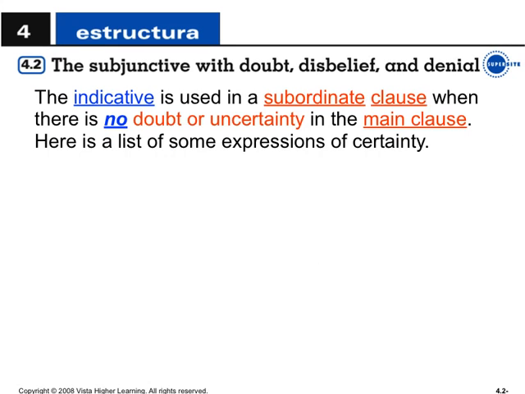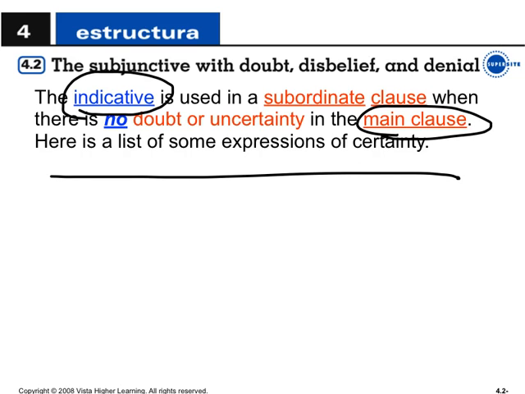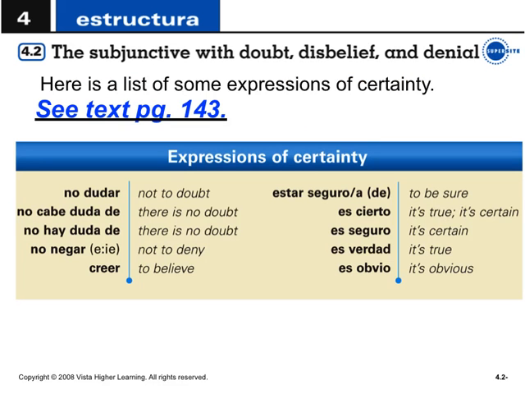Now, with this use, you need to be careful because we can have indicative sentences whenever there is no doubt or uncertainty in the main clause. So you need to be careful. The indicative is used in the subordinate clause when there is no doubt or uncertainty in the main clause. And I am providing you with a list of expressions. Here they are. And as you can see, they're almost the opposite, either affirmative or negative, of the first list, those of doubt, disbelief, and denial that trigger the subjunctive.